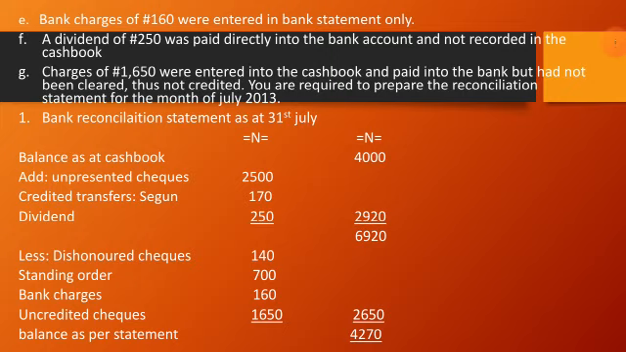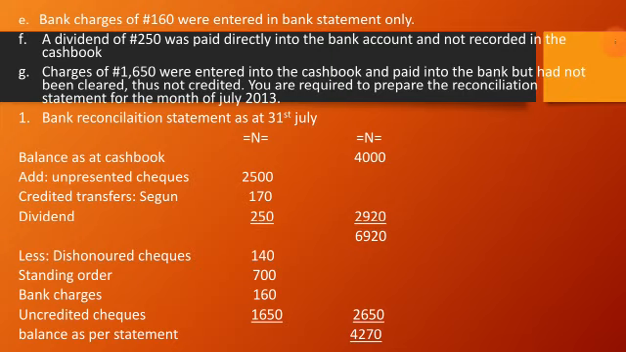Then dividend. Dividends are usually income earned for investing in another company, and such income is usually paid into the bank account of such firms. Because the firm may not be aware that such money has been credited to their account, it is also added here. So when you sum up 2,500 plus 170 plus 250, it gives you 2,920 naira. By the time you add it to 4,000, it brings it to a balance of 6,920 naira.